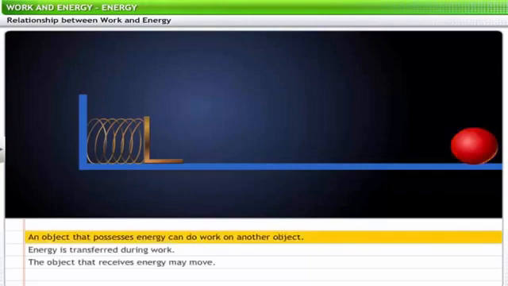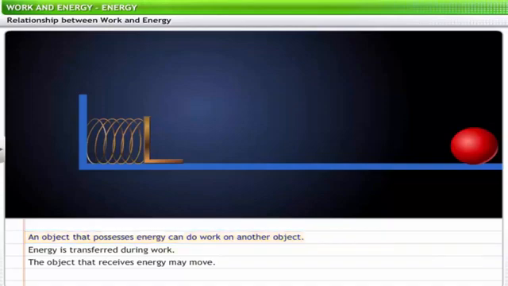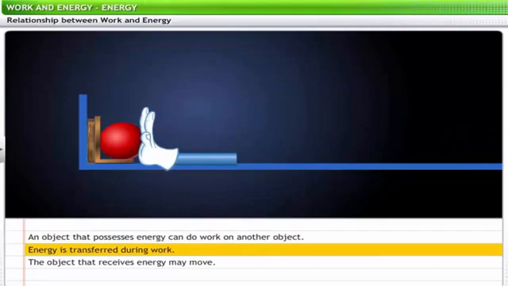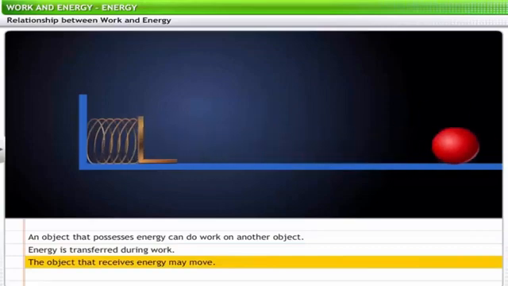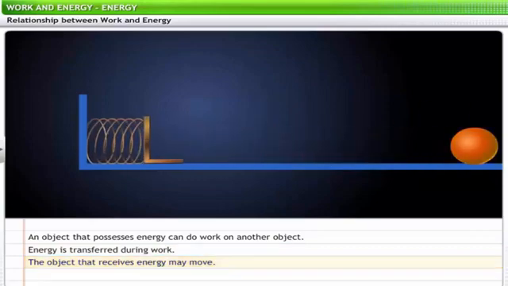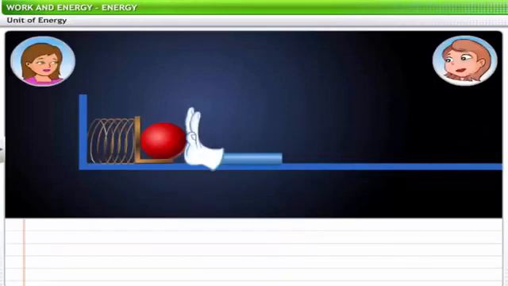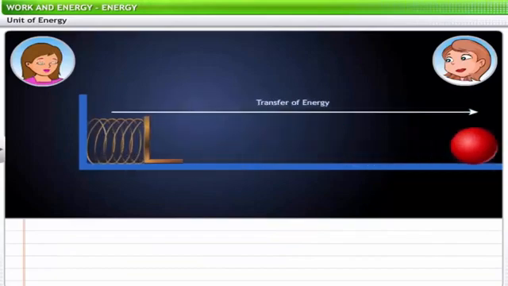In other words, an object that possesses energy can do work on another object. When this happens, energy is transferred from the former to the latter. The second object may move as it receives energy. Oh, so work is basically a transfer of energy. So how about the unit of energy?